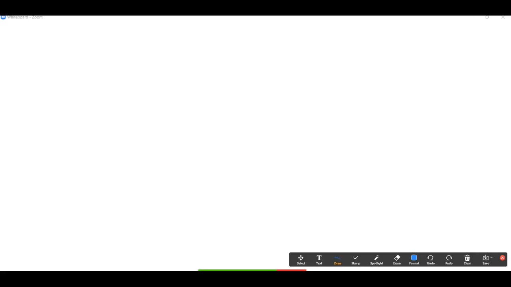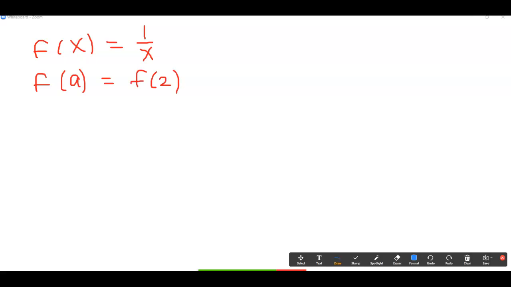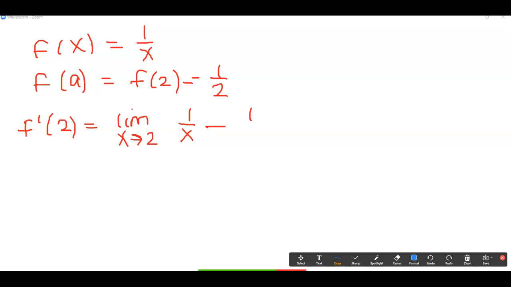Okay, so for example number 5, we have f of x equals 1 over x. So then f of a is the same as f of 2, which is equal to 1 over 2. So if we want to find f prime of a, we're finding f prime of 2 equal to the limit as x approaches 2 of f of x, which is 1 over x, minus f of a, which is 1 over 2, all over x minus a, where a is 2.